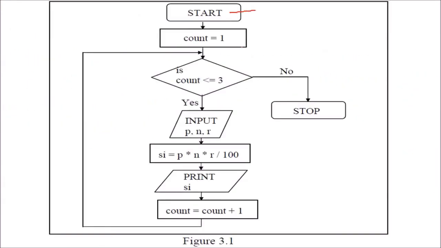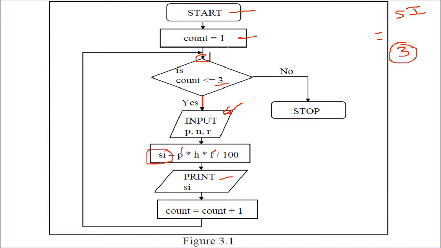We say that we have to find out the simple interest. What is the simple interest? In mathematics we know the simple interest is given by P into R into T by 100. P is the principal, N here is the time, and R is the rate of interest. We want to find out the simple interest for 3 entries. We start with the first entry and check whether the count is less than or equal to 3. We have not reached 3, so we go ahead. We ask for P, N, R, compute the simple interest and then print it.